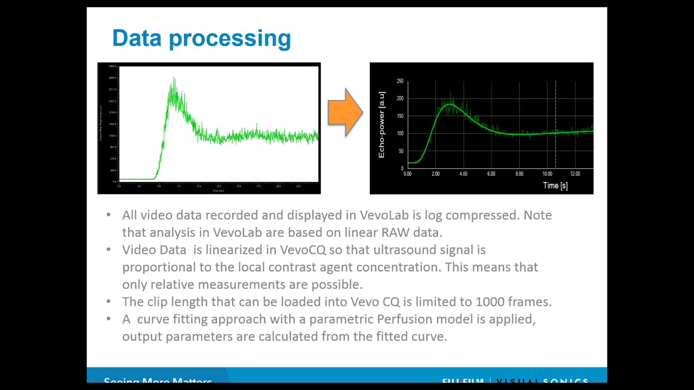And once the data has been linearized, a curve fitting approach using a parametric perfusion model is applied, and output parameters are calculated from the fitted curve. So it's two steps. It's linearizing the data, and then it's curve fitting. And together, it allows us to get from this rather noisy raw data curve on the left to the clean data on the right that will be analyzed in VevoCQ.